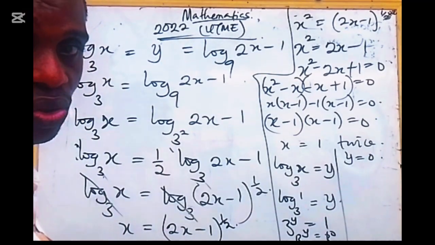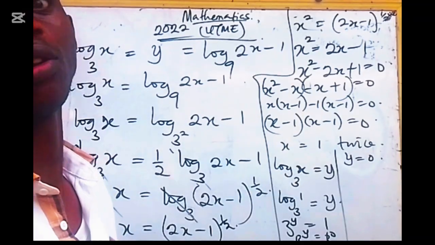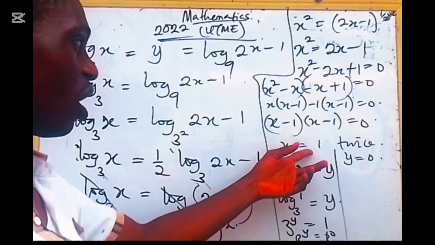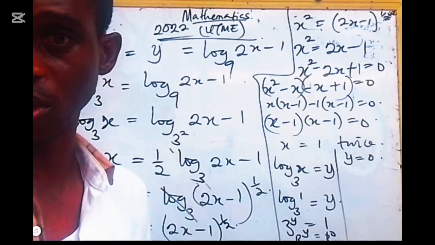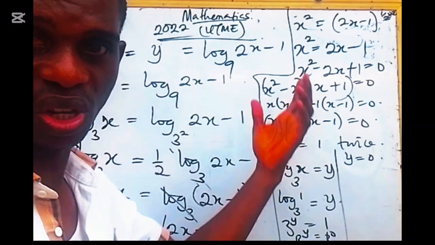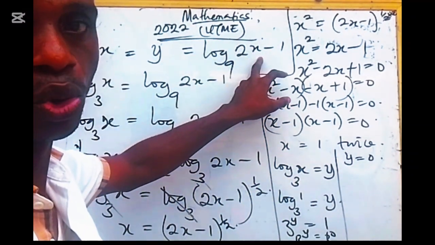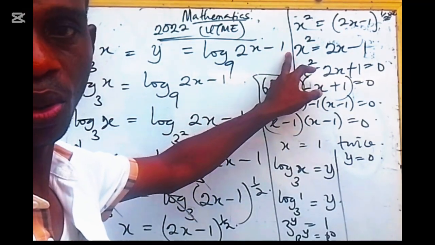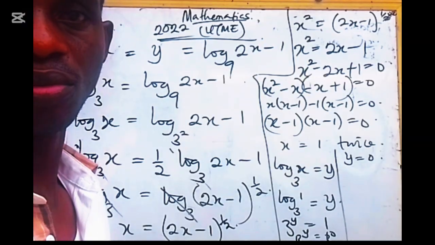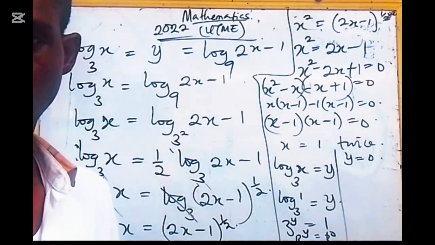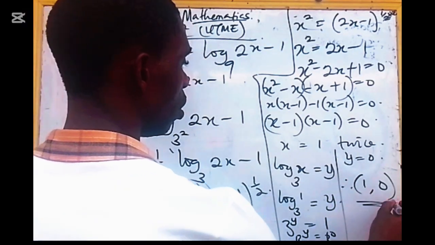Y equals what? 0. And since x is 1 twice, if I try the other, it's still 1. I've tried 1 here, I cannot be trying 1 again. Since 1 has given me 0, if I try the other one, it's also going to give me what? 0. Imagine we try it here. We put 1 here: 2 times 1 is 2, 2 minus 1 is 1. Log base 9 of 1 is still 0. So therefore, x equals 1, y equals 0.